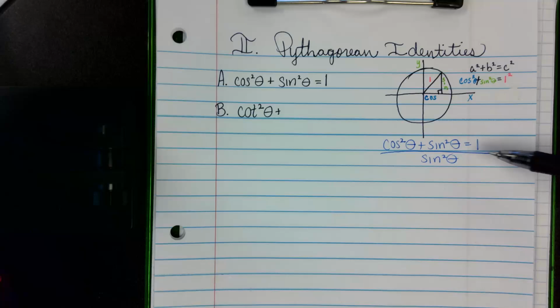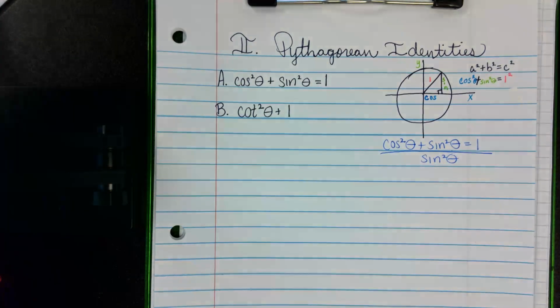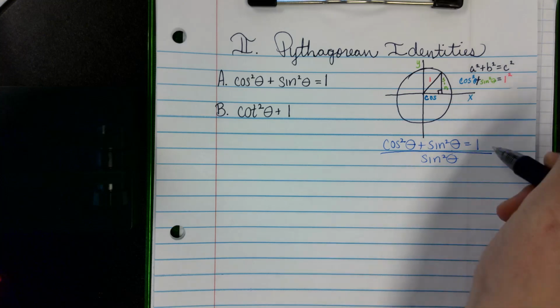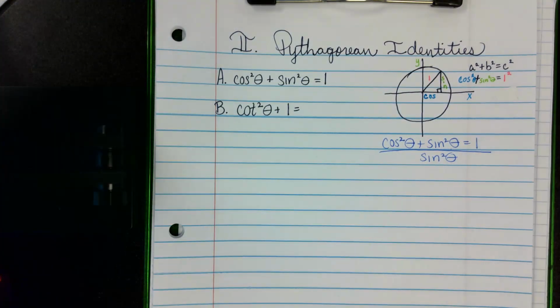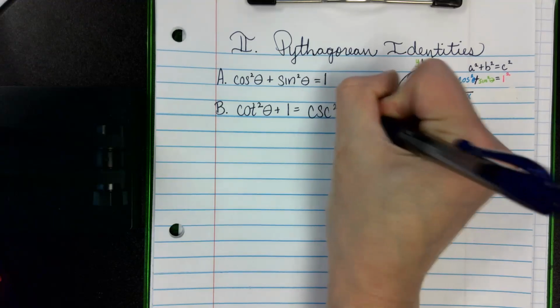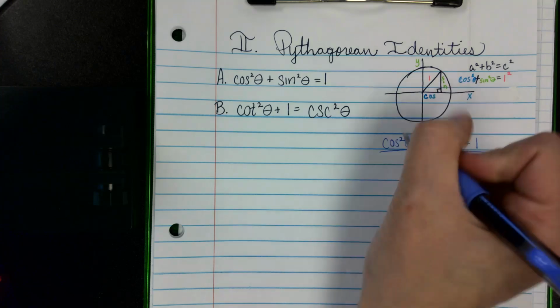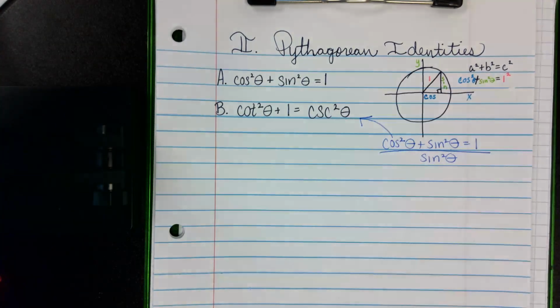Plus sine squared over sine squared. What is that? It's just 1, right? When you cancel, you have to put a placeholder. Equals 1 over sine squared. 1 over sine is cosecant, and it's squared, so cosecant squared. So there's another version of the same identity that you might see.